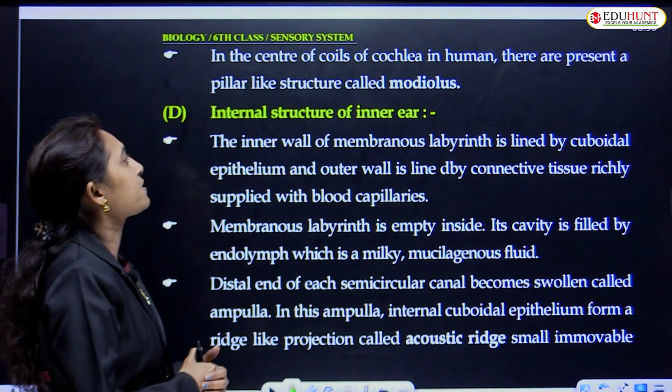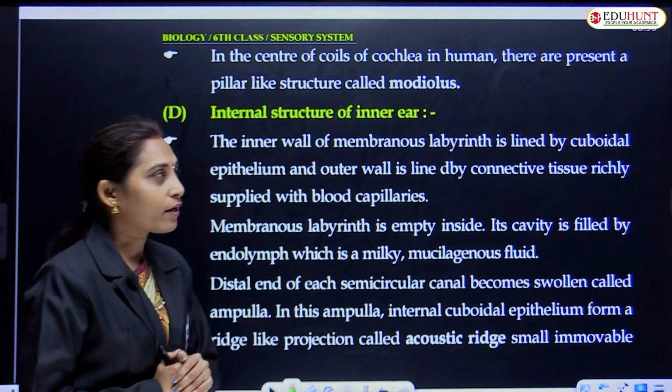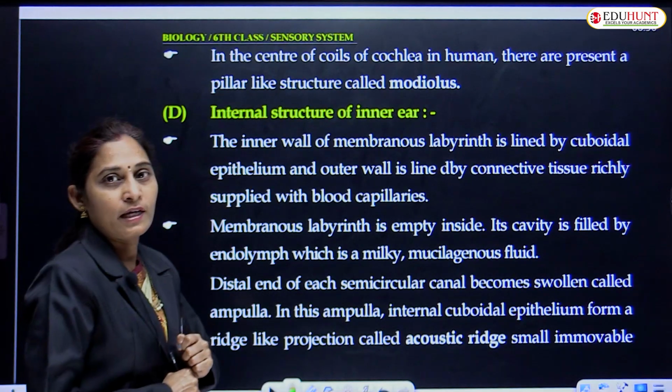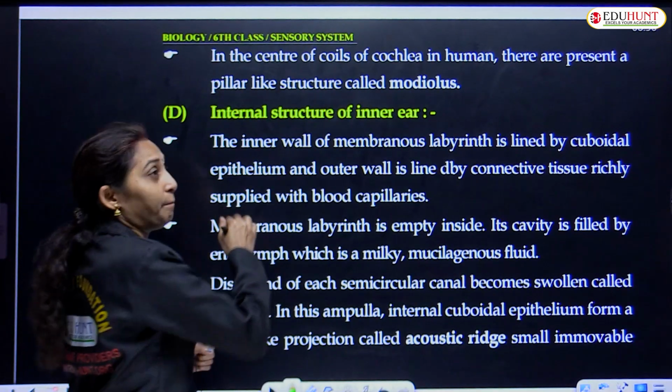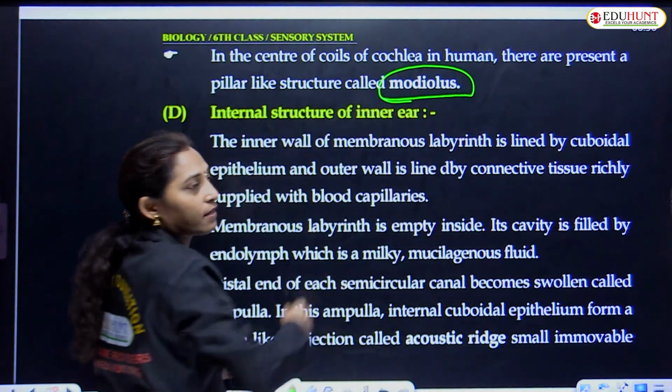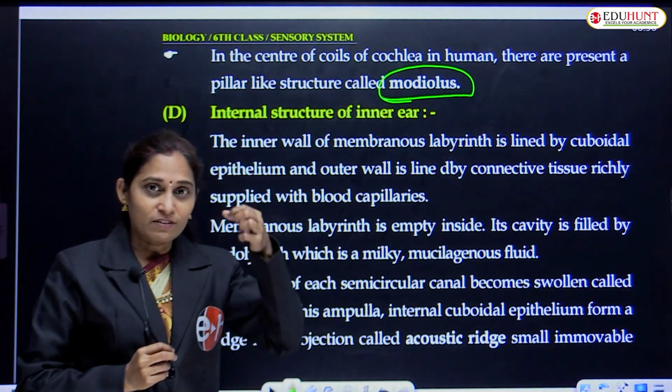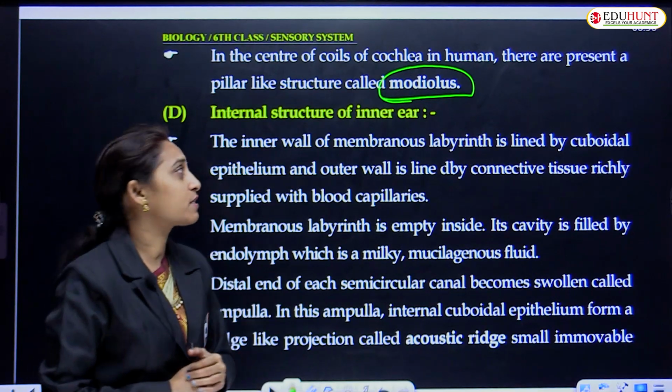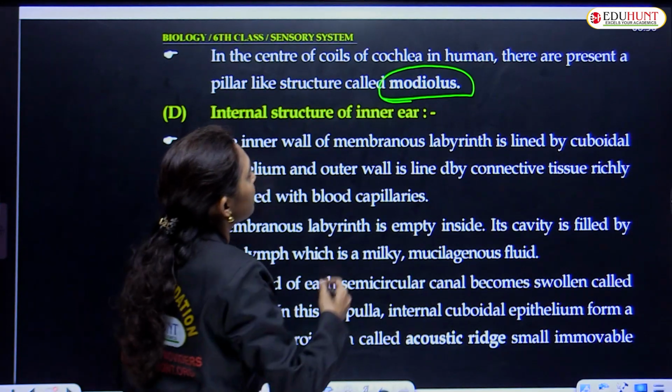And then in the center of the coils of cochlea in human, there are present pillar-like structures called the modiolus. This is a central pillar-like structure. These are present in human beings.